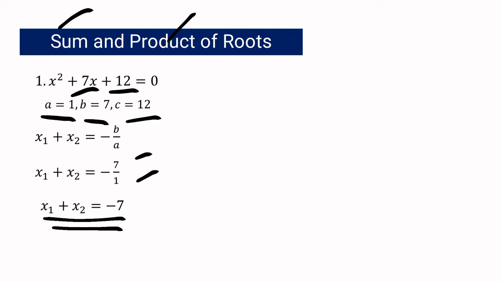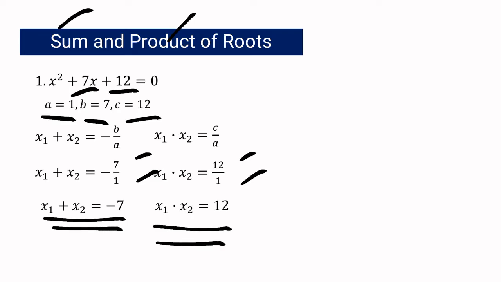As simple as that. And if we get the product of the roots, the ratio that we will be using is c over a. Substituting the values, our c is 12, our a is 1, therefore, the product of the roots is 12. Now, how are we going to know if these values are actually correct?